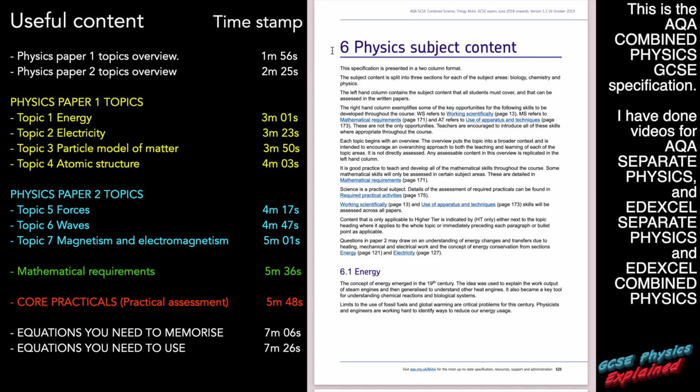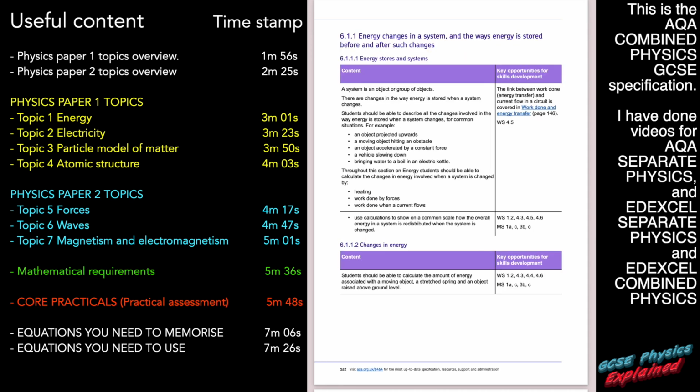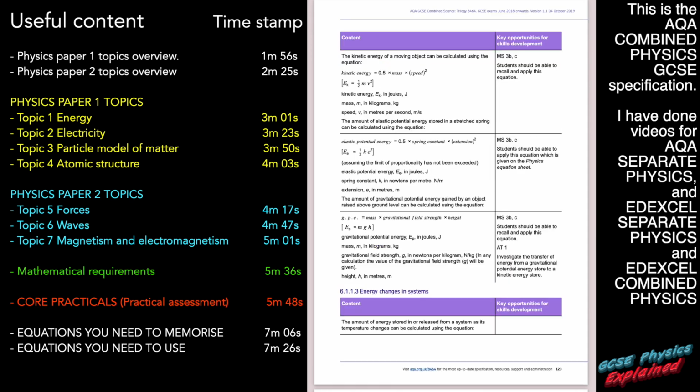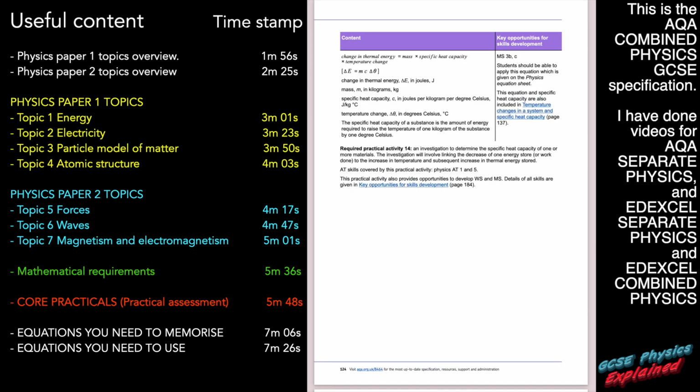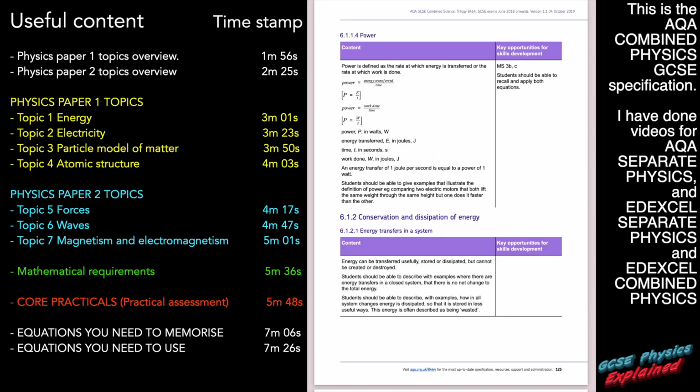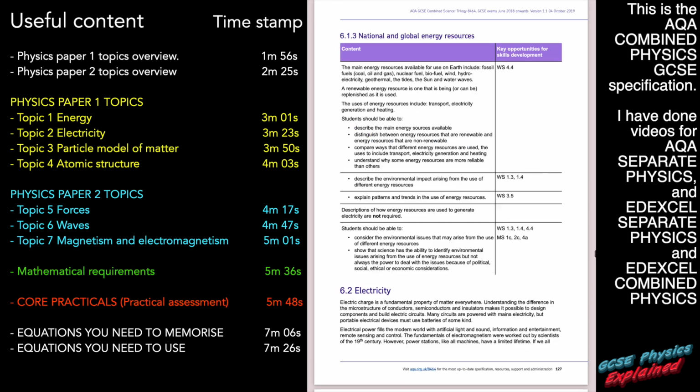Part 6 of the specification tells you the physics subject content that you've got to learn. This is the first topic, energy, and this will be on Paper 1. So this is everything that you've got to learn when it comes to energy. Here's topic 2, which will also be on your Physics Paper 1, and it's electricity. So here's everything you need to learn about electricity.